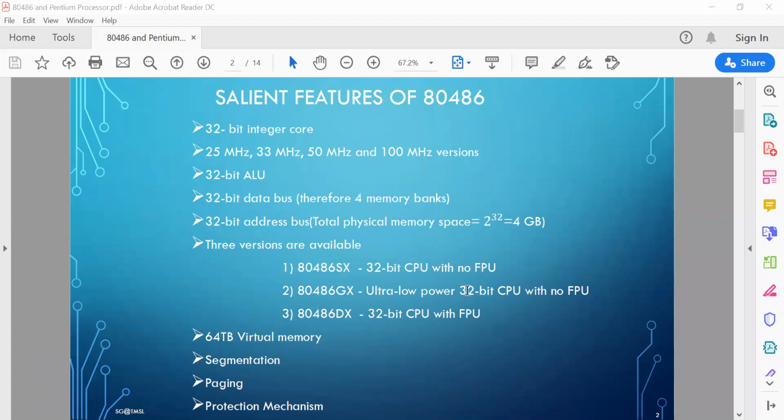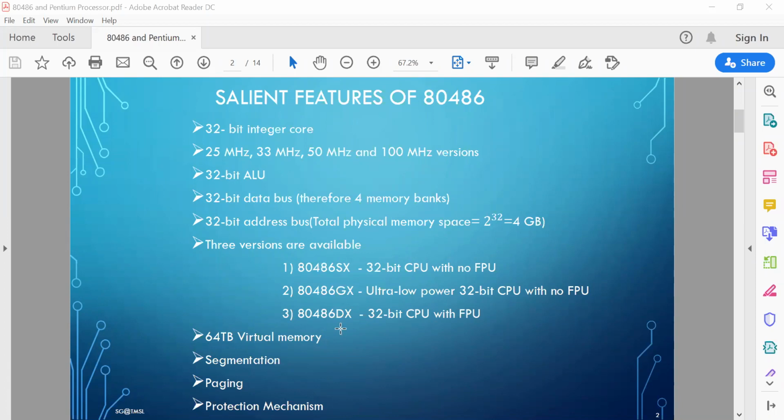Next is 80486DX, which is the most commercially successful version, because it is a 32-bit microprocessor along with an on-chip floating point unit. Now, why are these variations there? Why has Intel introduced these 3 types of devices?